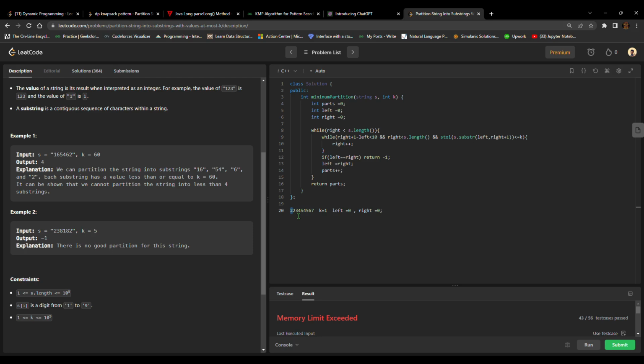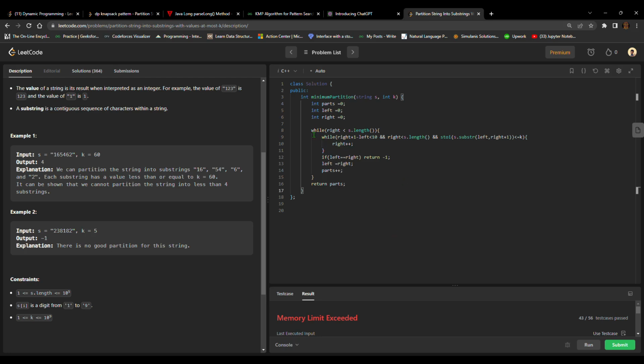Whatever number is combined with it will also not be valid, and hence we cannot partition all the numbers in such a way that every number is included in some substring. So that is a false condition, and in that case I just return a -1. So I think that is it.